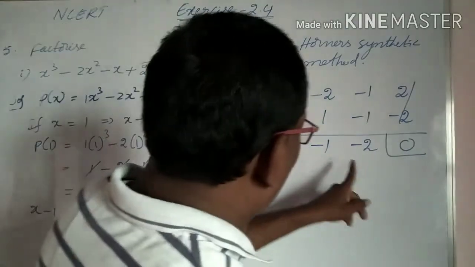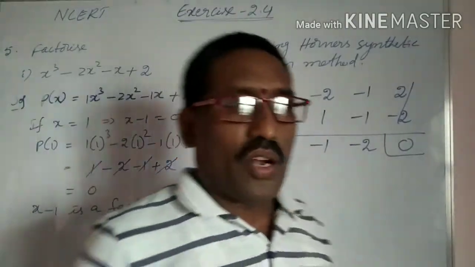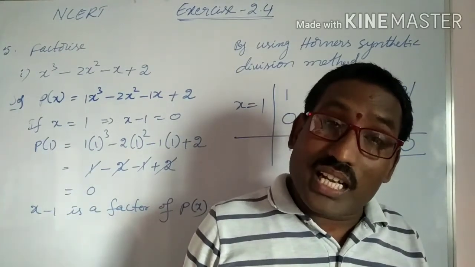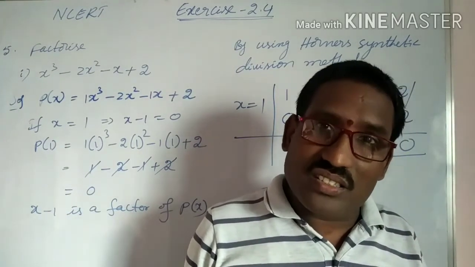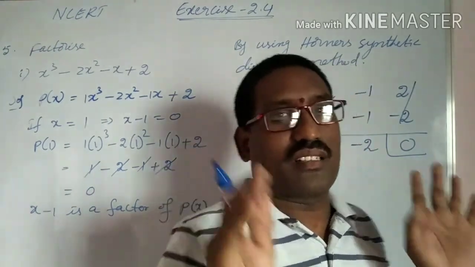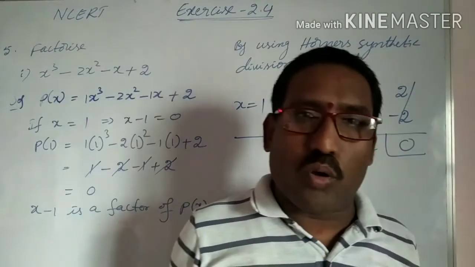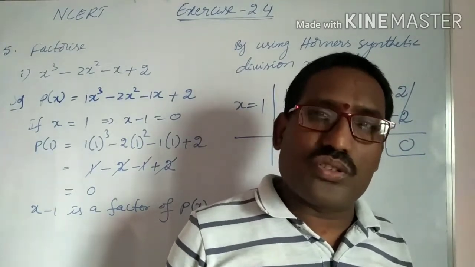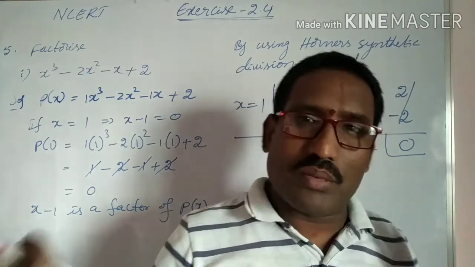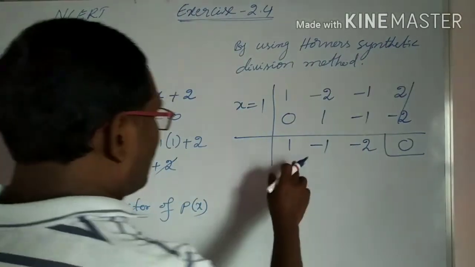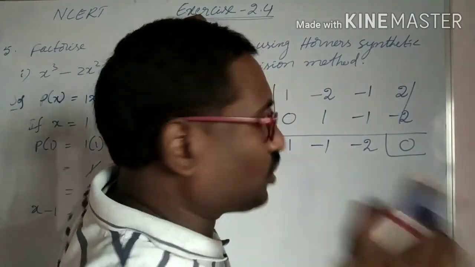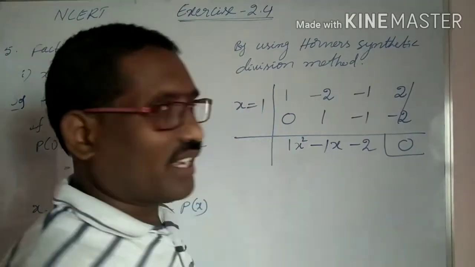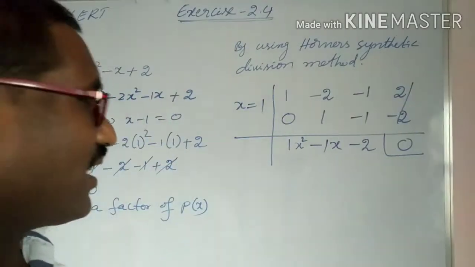Now, if any third degree polynomial is divided by a linear polynomial, what kind of polynomial will you get? Quadratic polynomial you will get. What is the general form of a quadratic polynomial? Ax square plus bx plus c, where a is not equal to 0, and a, b, c are real numbers. So here you can start: x square, here x, this is the constant. That is the second degree polynomial.